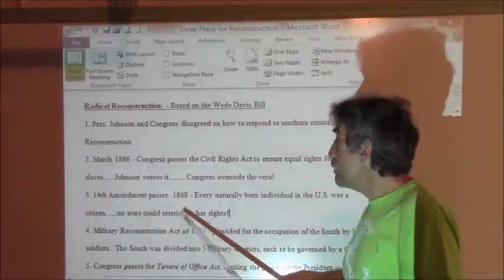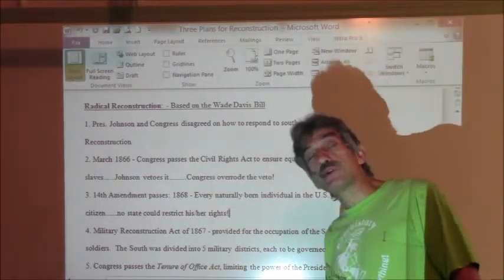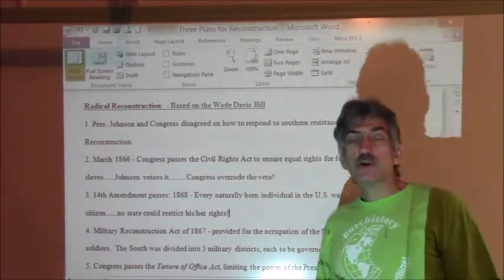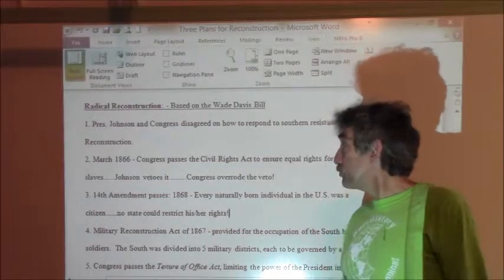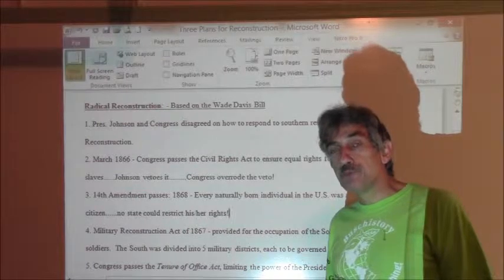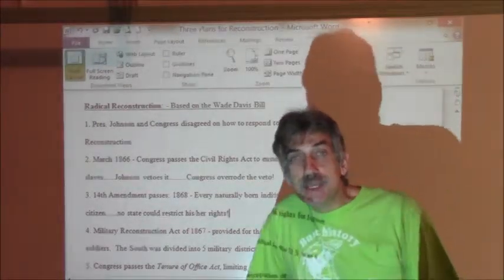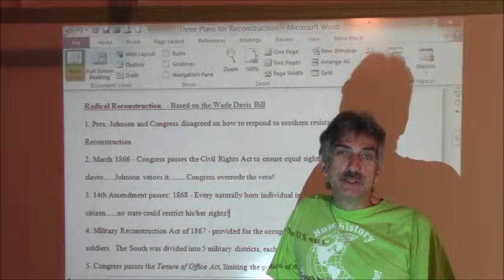The 14th Amendment passed in 1868. The 14th Amendment basically says everyone born in the United States is a citizen of the United States, and no state could restrict his rights. Interesting that we passed this. We're saying every person born in the United States is a citizen of the United States. So you know what that means? That means all the former slaves are now citizens in the United States.